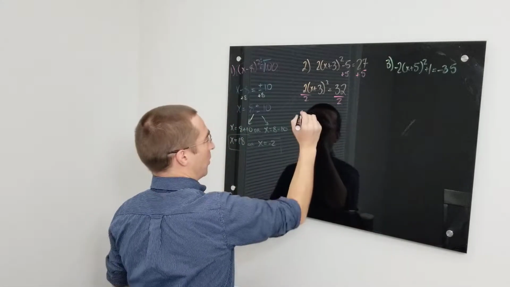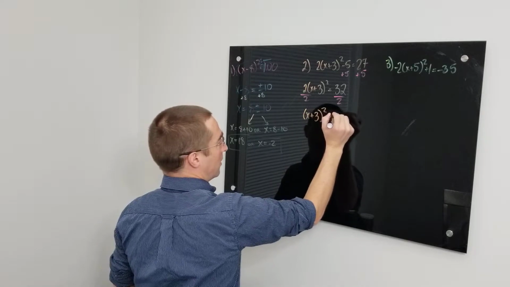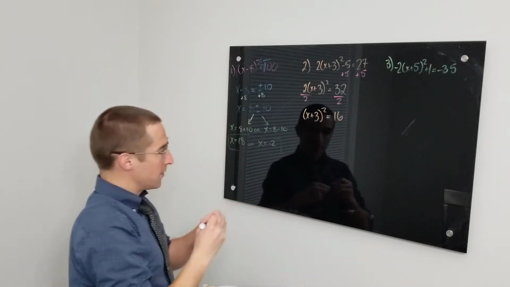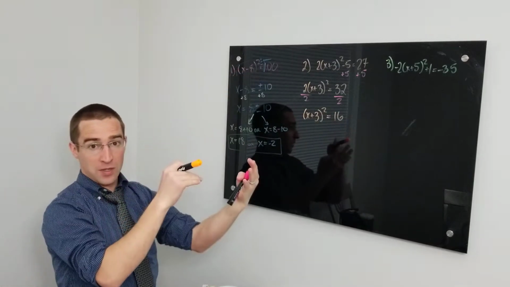Now I have the quantity (x + 3)² equals 16. And now I've got a problem similar to problem 1, where I have something squared equals a number.